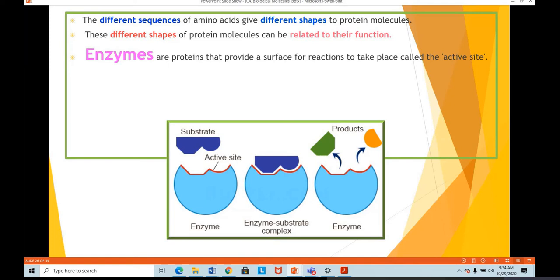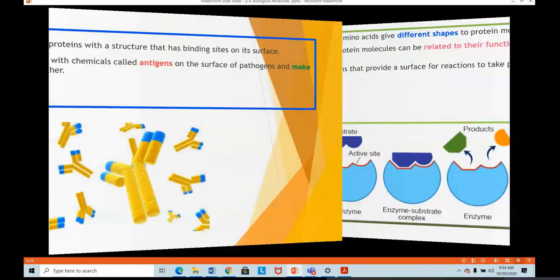So I'll just show you a video now as to how the antibodies work. Now, different shapes of antibody molecules are needed to bind to different kinds of bacteria and viruses, and each different kind of antibody therefore has a different sequence of amino acids from which it is built. So how do the antibodies work in your body?